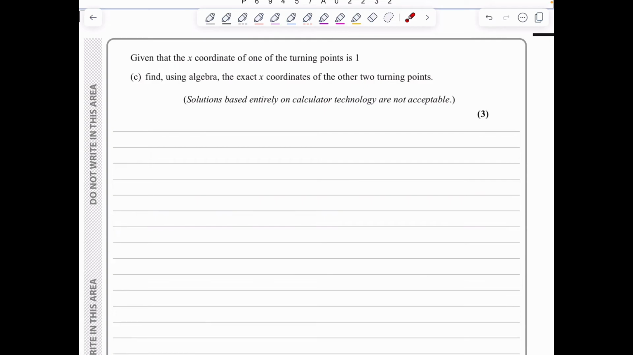In part C, we're given that the x-coordinate of one of the turning points is 1, and we need to find, using algebra, the exact x-coordinates of the other 2 turning points. Well, we know that if x is 1 is a solution, then x minus 1 must be a factor, so that we can proceed with the long division.